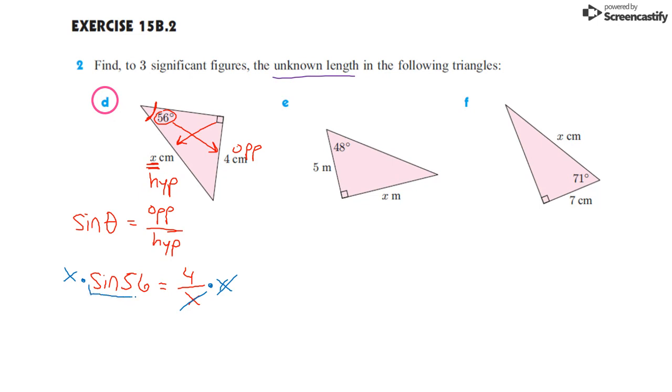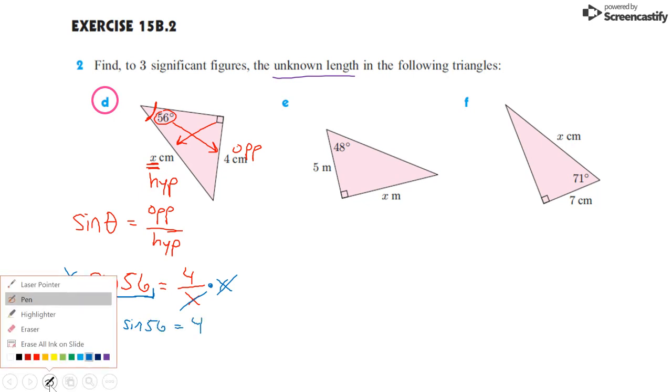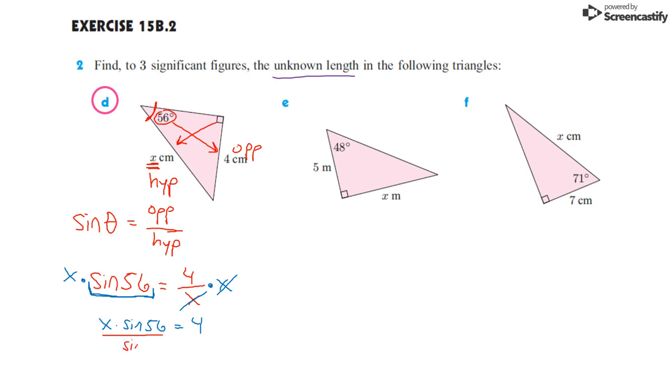Remember, the sine of 56 is just some number. So don't let that scare you. That's just some number. So now I still need to actually solve for x. So now here's kind of where I'm at. I have x times sine of 56 equals 4. And I need to then divide both sides by sine of 56. So sine of 56 cancels out with sine of 56. I'm left with x equals 4 divided by sine of 56. And so now I need to put that in my calculator to solve.